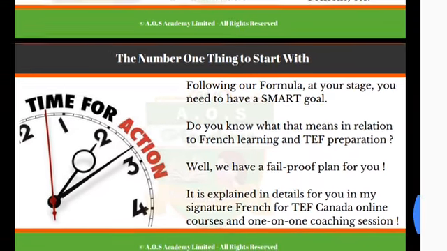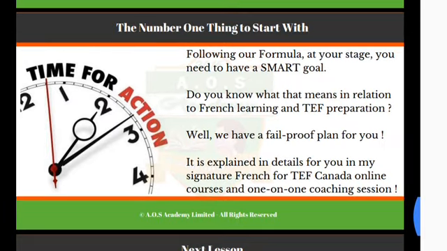Now, the number one thing to start with is that following our formula, at your stage, you need to have a SMART goal. And for some of you, you know what SMART goals mean. SMART being highlighted, you know that it needs to be specific, it needs to be measurable, it needs to be attainable, it needs to be relevant, and it needs to be what? Time bound. However, do you know what that means in relation to French learning and TEF preparation? Do you really know what that means?